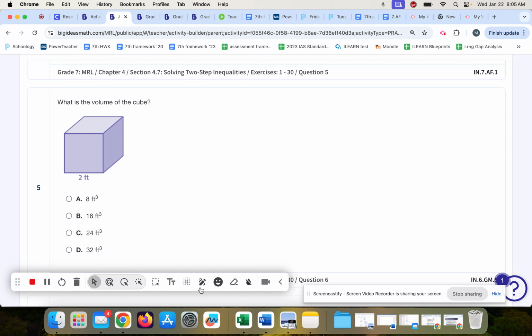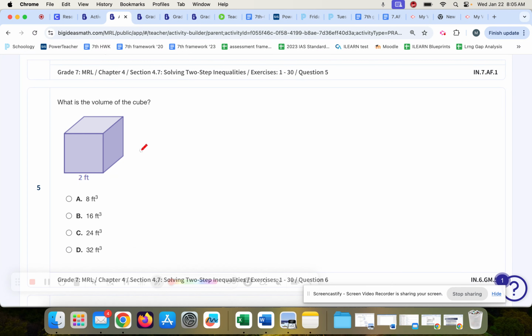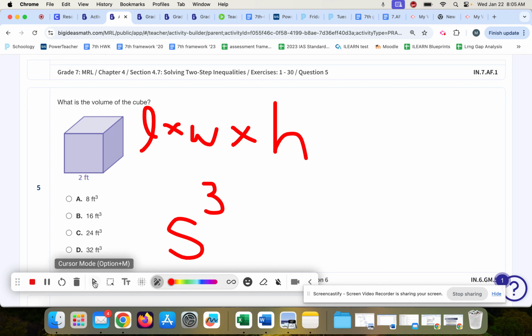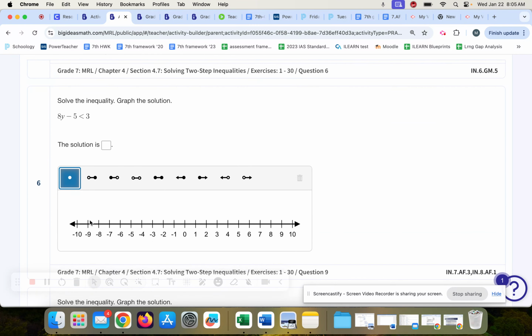Volume is something that we have not done yet this year, but we should know that the volume of a cube is the length times the width times the height. If it's a cube, you can actually take the length of one side and cube it. Why? Because all the sides, the length, the width, and the height, they're all the same. Right? So if it's 2, you're going to cube it, multiply it by itself 3 times.